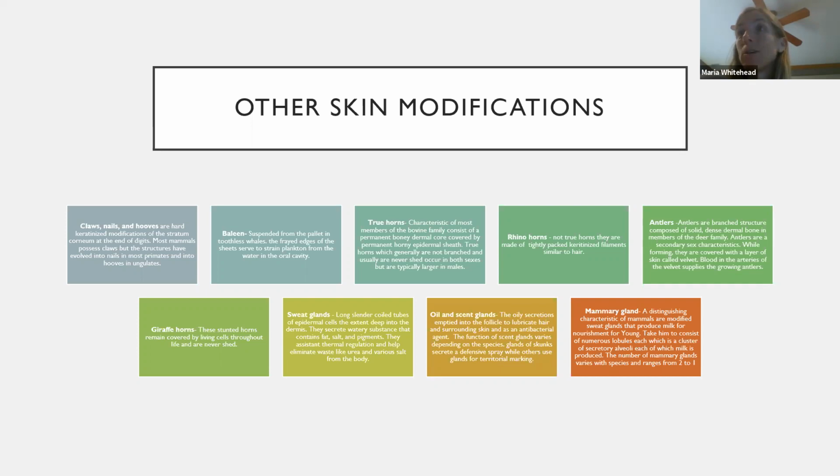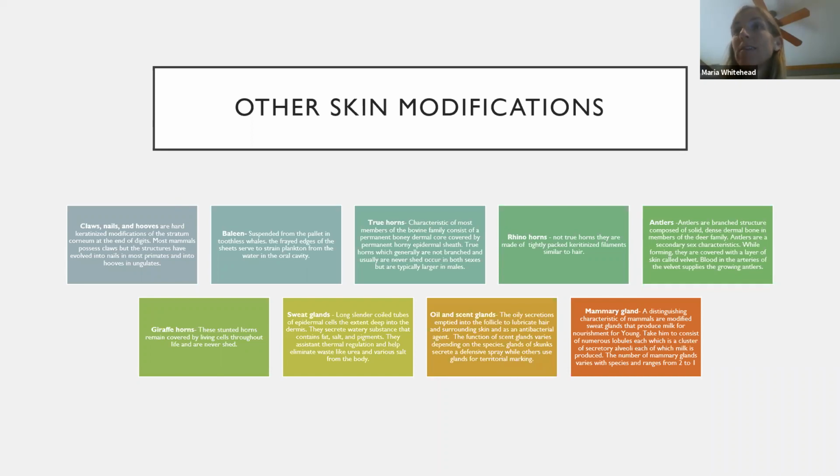but they include claws, nails, hooves, baleen that we see in whales with frayed edges and sheets that help strain plankton. We have true horns in some, in the bovine family, and then some modifications of horns that we see with rhino horns, antlers, giraffe's horns.